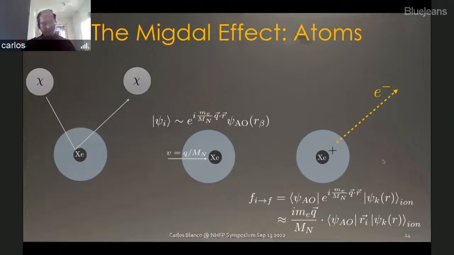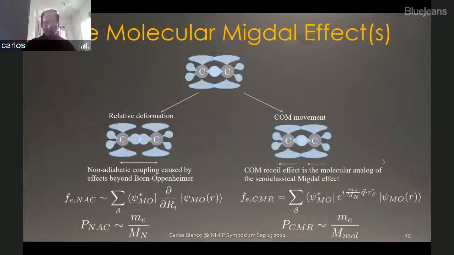So you have to be very clever about how you do this, and historically what you use is the Migdal effect, where an initial recoil emits an ionizing electron. But what we thought was that we could use molecules. So the molecular Migdal effect is the extension to this, and what we found is that there are in fact two of these things. One, which is the center of mass movement, comparable to that of the naked atom, but also there is a relative deformation effect that comes from effects beyond the Born-Oppenheimer approximation.